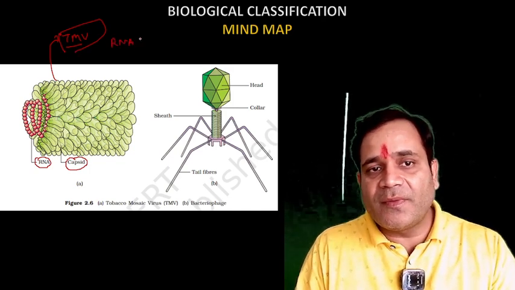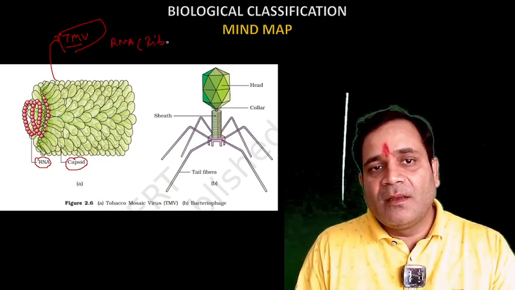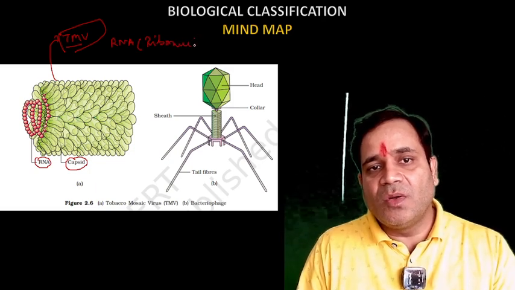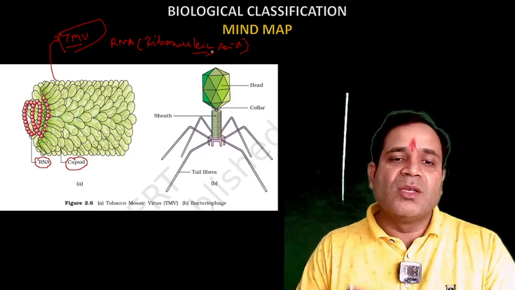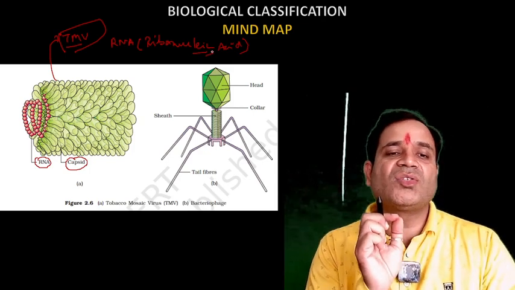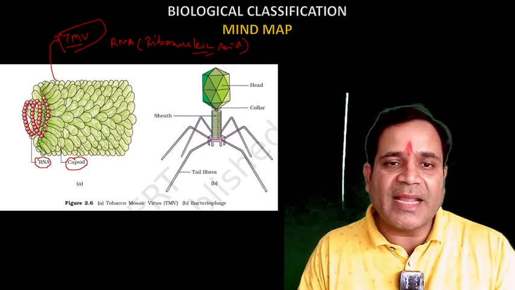What is the full form of RNA? It is ribonucleic acid, my dear. Okay, so this is the tobacco mosaic virus, which contains RNA, and these all are the capsid.